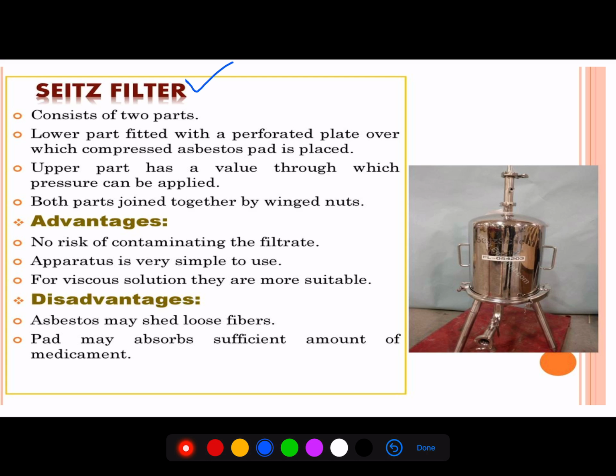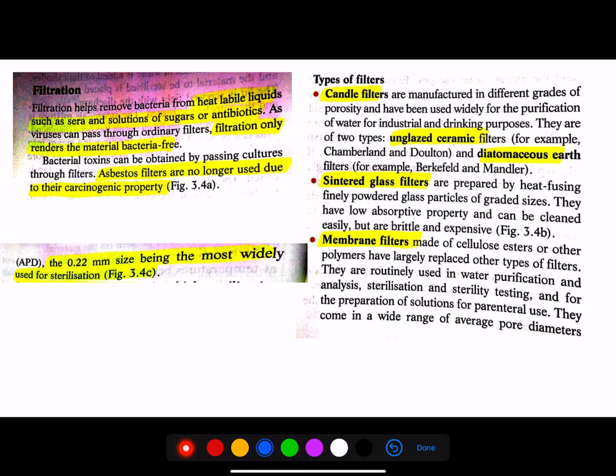Do make a note about the diagram based question related to this, once given for the medical students. So make a note about this filter, the advantages and disadvantages. The next comes a few notes about the filters, the different types of filters.